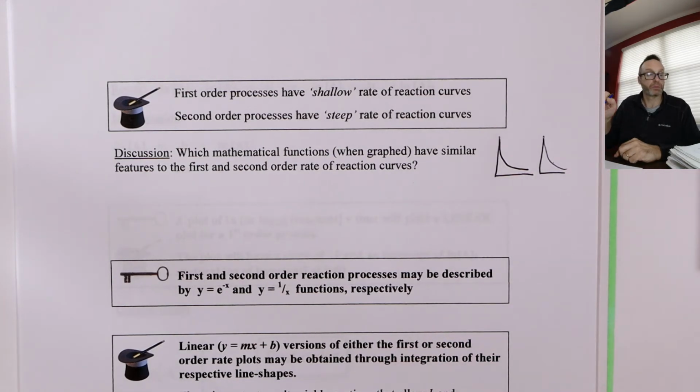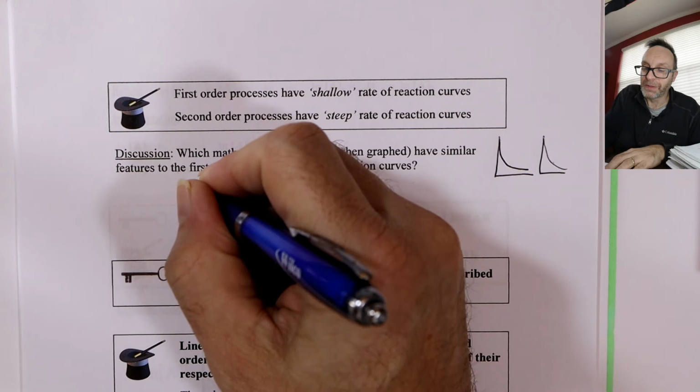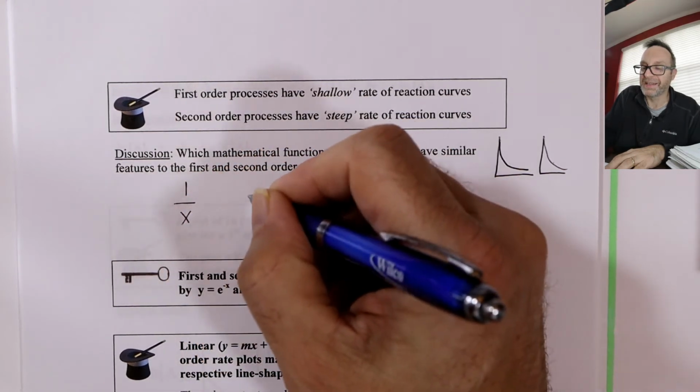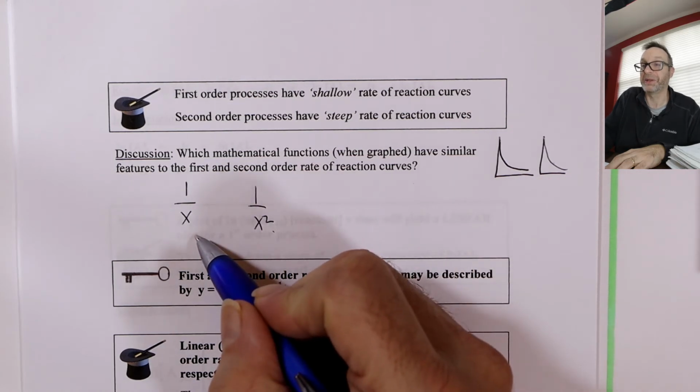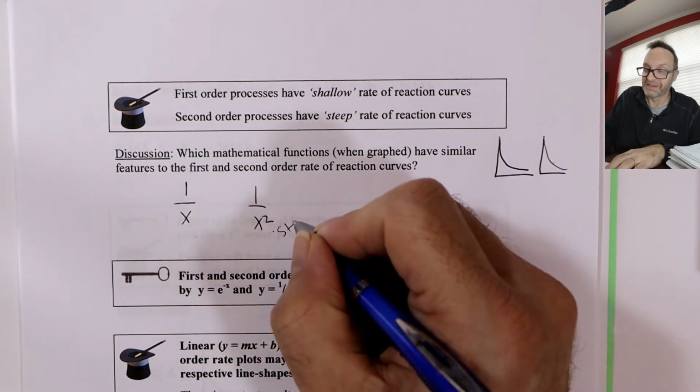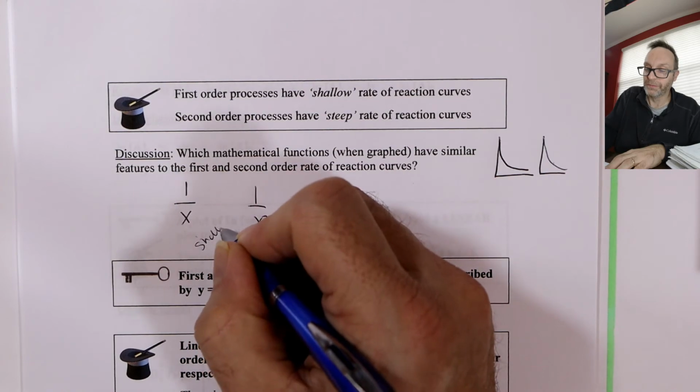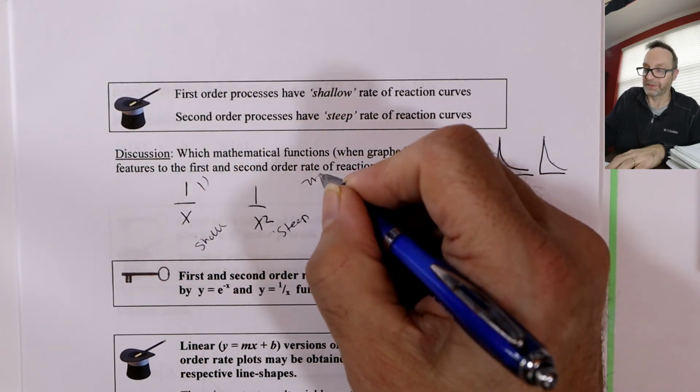Exponential decay like that? Well, 1 over x and 1 over x squared. That's going to be the steep one. That's going to be the shallow one, right? Okay. So that's first order, that's second order.